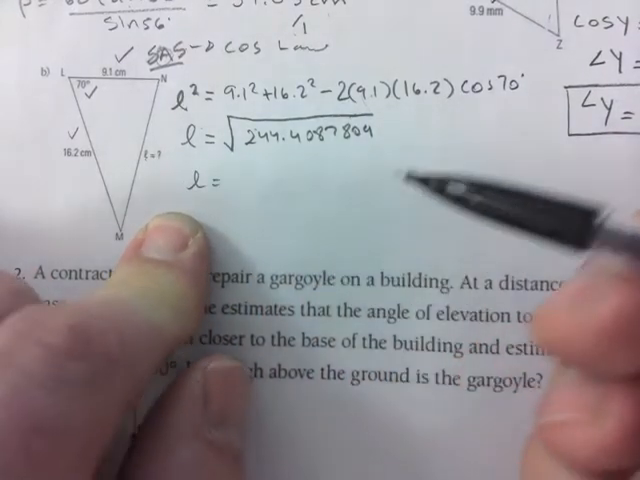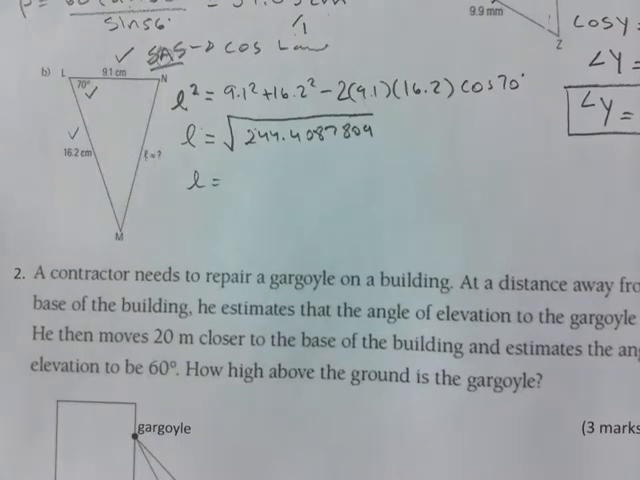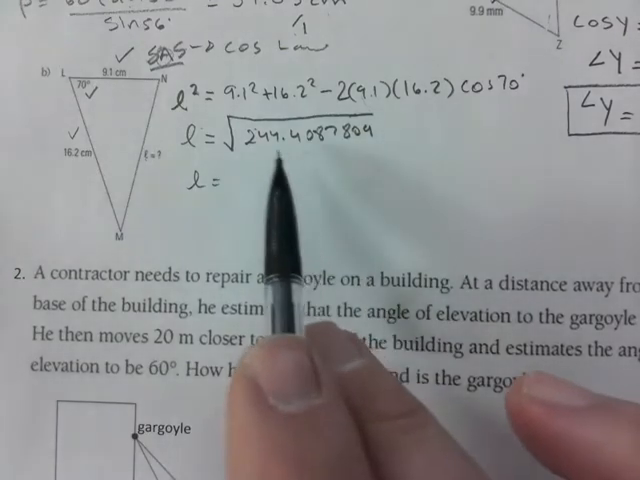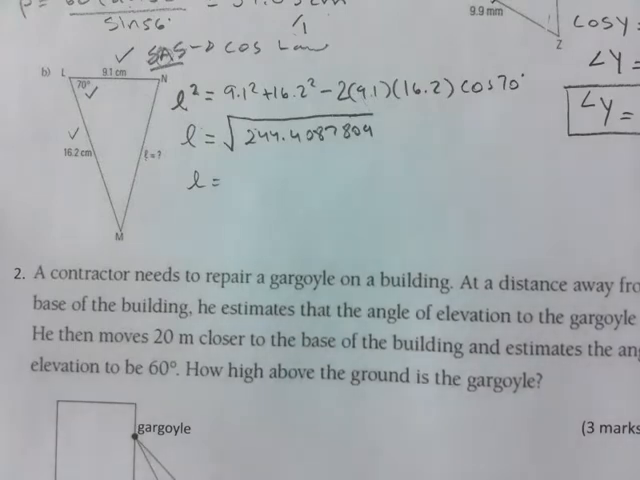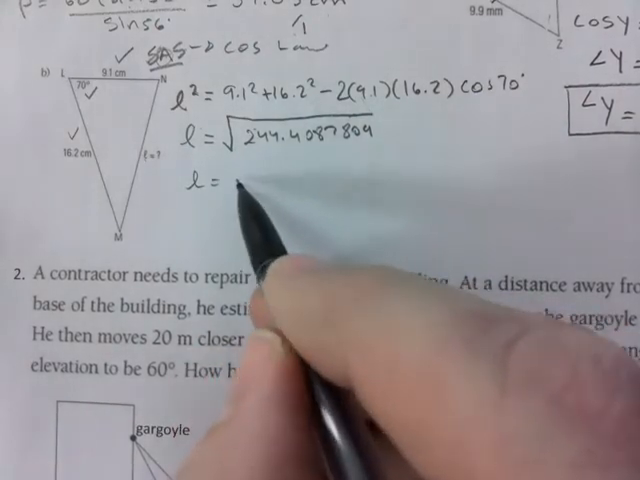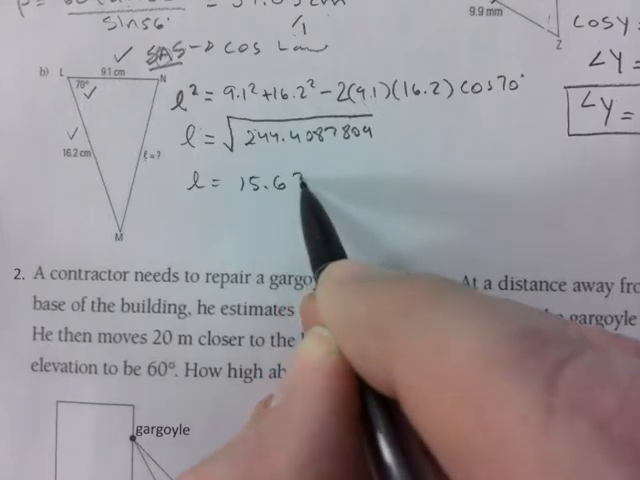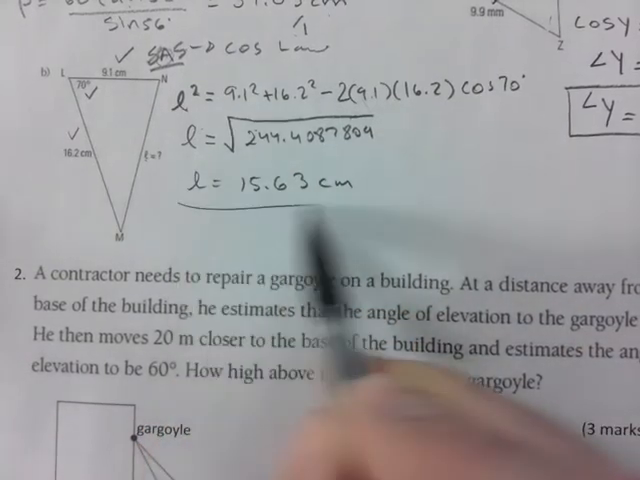If you're typing this in individually, make sure you write this very clearly, because some of you are confusing a 7 with a 1 or something like that, and then your answer is slightly off, so you get a rounding error from my part, right? So this gives you 15.63 centimeters.